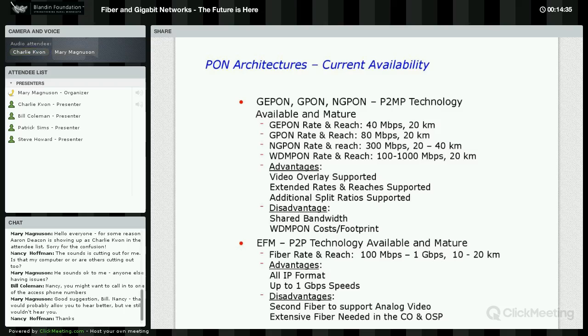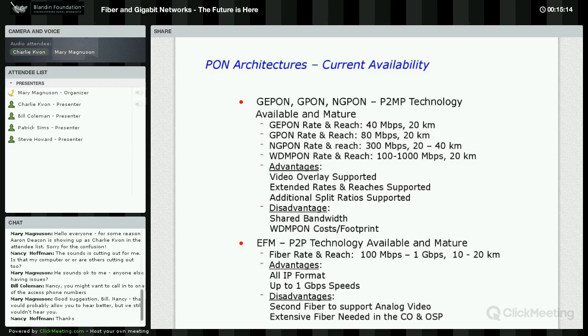The primary disadvantage is that we're using a shared bandwidth. When we look at that thing called WDM PON, we have separate frequencies or separate wavelengths, but the cost for those devices is still fairly high. So that's one of the other disadvantages. We see a lot of Ethernet in the first mile or point-to-point technology, and this is where we start to see open access networks and what they're doing today to provide a full gigabit. It's an all IP format, and again, up to 1 gigabit speed.